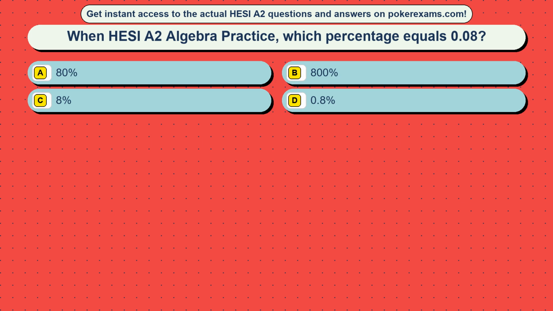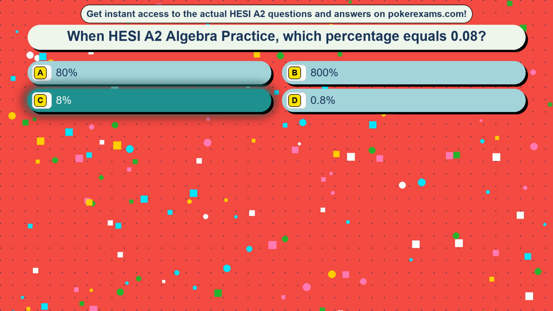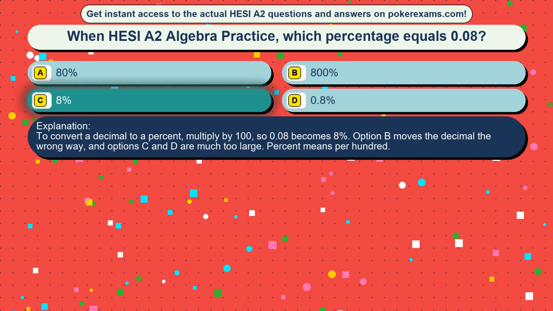Question 19. When HESI A2 algebra practice, which percentage equals 0.08? Option A 80%. Option B 800%. Option C 8%. Option D 0.8%. The correct answer is option C, 8%. To convert a decimal to a percent, multiply by 100, so 0.08 becomes 8%. Option B moves the decimal the wrong way, and options A and D are much too large. Percent means per hundred.